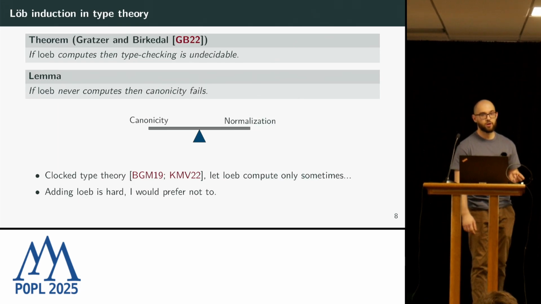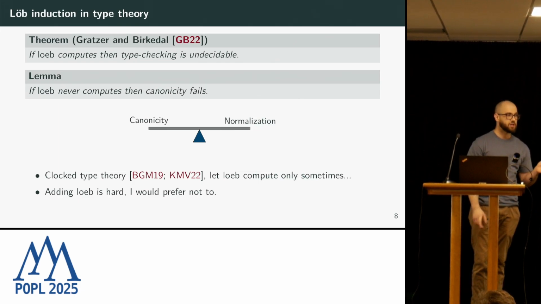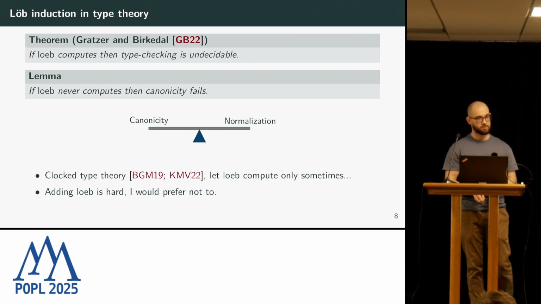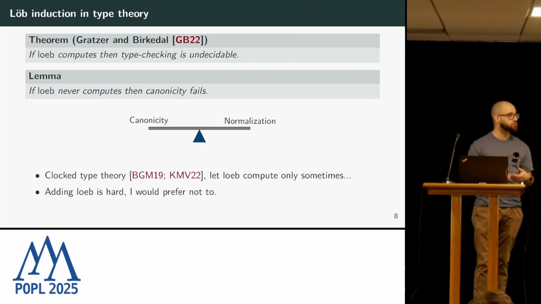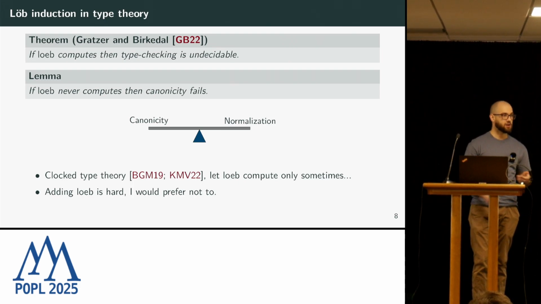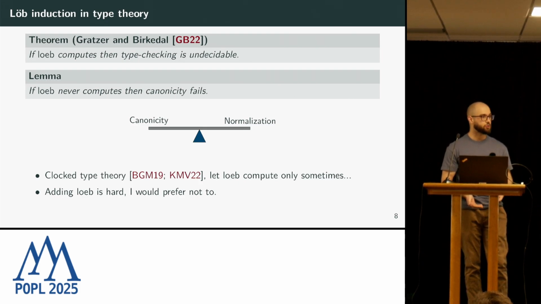And actually, the situation is much worse than just that. Because if we add Loeb induction as a constant, then we have to decide whether or not we want it to compute, to unfold. And if we have it unfold, this is sound, but it will violate decidability of type checking. And if we don't let it unfold, well, then we lose canonicity. It's just going to be stuck. It's not going to compute anymore. So neither of these two extremes are really that satisfying.